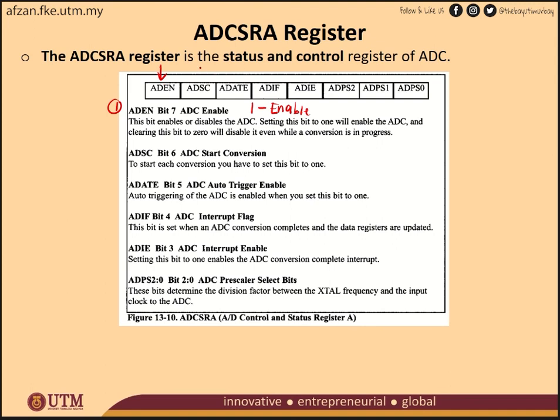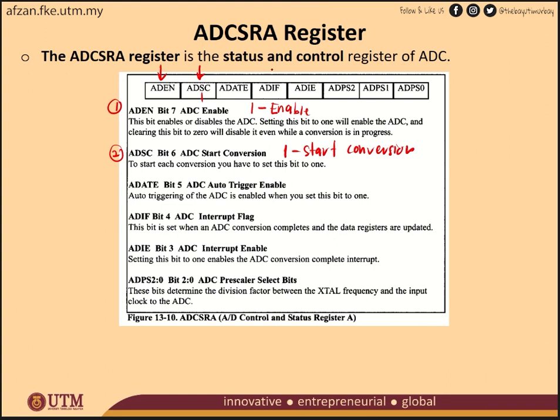Next is ADSC. This ADSC is used to start the conversion. Every time you are going to start a conversion, make sure you put 1 to your ADSC, so the microcontroller knows that you are going to start the conversion. If you put 0, the conversion will not start. Put 1 to start conversion.